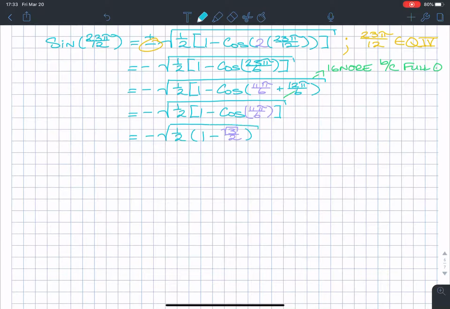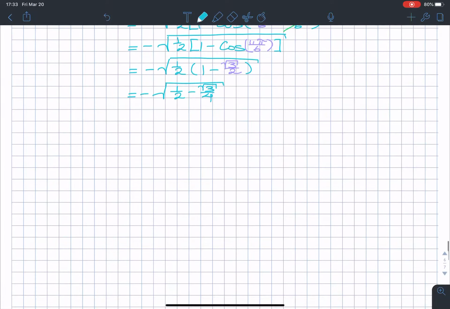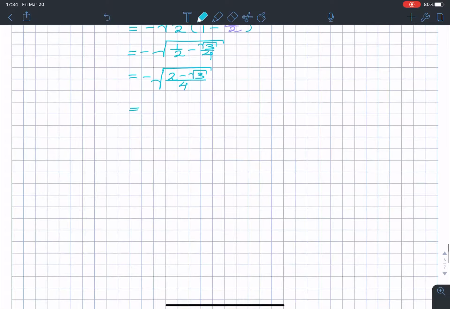So let's distribute the 1/2 inside. So this becomes the square root of 1/2 minus the square root of 3 over 4, getting a common denominator. This becomes minus the square root of 2 minus the square root of 3 all over 4. But of course, the square root of 4 is 2. So this is minus the square root of 2 minus the square root of 3 all over 2.